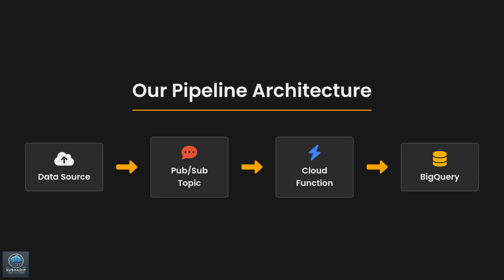Here's a high-level look at the architecture we are building. A data source sends events to a PubSub topic. A Cloud Function is automatically triggered by each new message on the topic. The function then processes the message and loads it into our data warehouse, BigQuery.